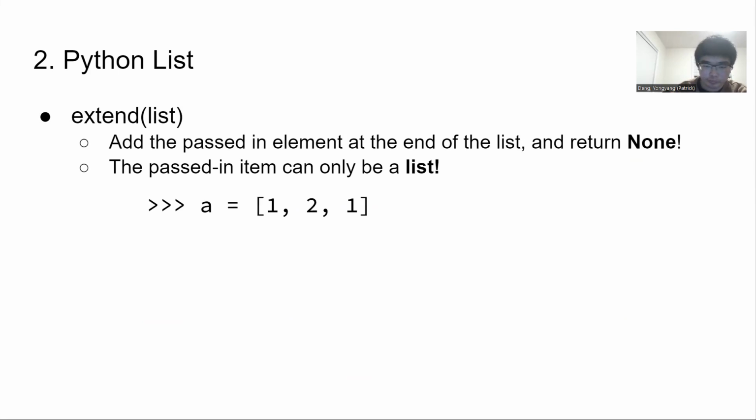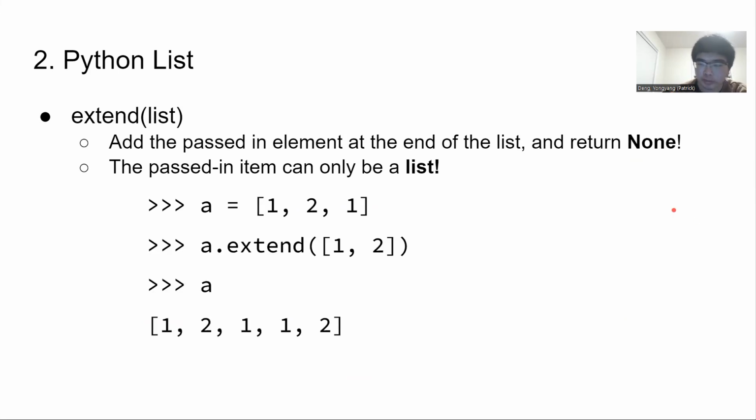So I want to extend 1, 2. It will just be no nested list. The members of the list 1, 2 will become the new members. They both become new members of the new list. So there will be no nested list. So this is extend and append.